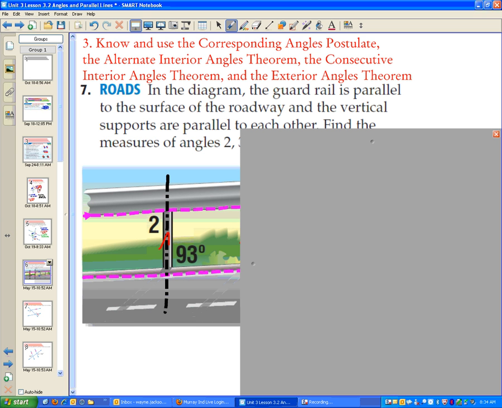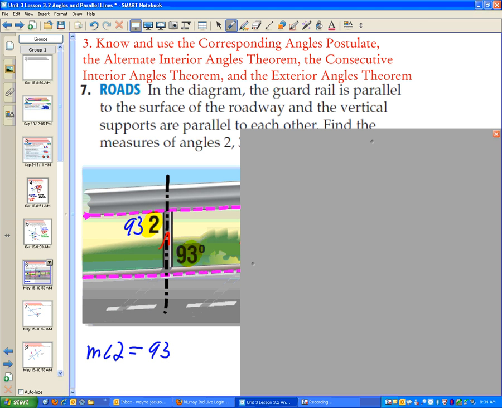All right, since the two pink lines are parallel to each other, the black one is the transversal. So if this angle's 93 degrees, what's the measure of angle 2? All right, so we got the measure of angle 2.